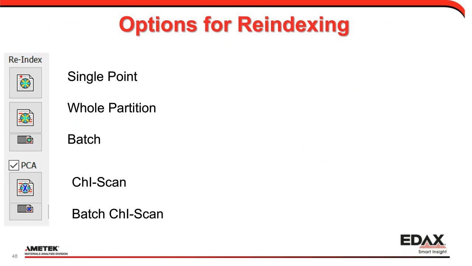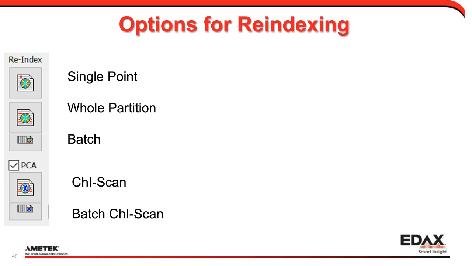So I can have a single point. If you really want to for a data set, you can pick out individual points and reindex them by yourself. I would suggest you not do that. But you can if you have like one single bad data point that is kind of sticking out and you want to do it. I can reindex the whole partition itself, or I can do a batch process.